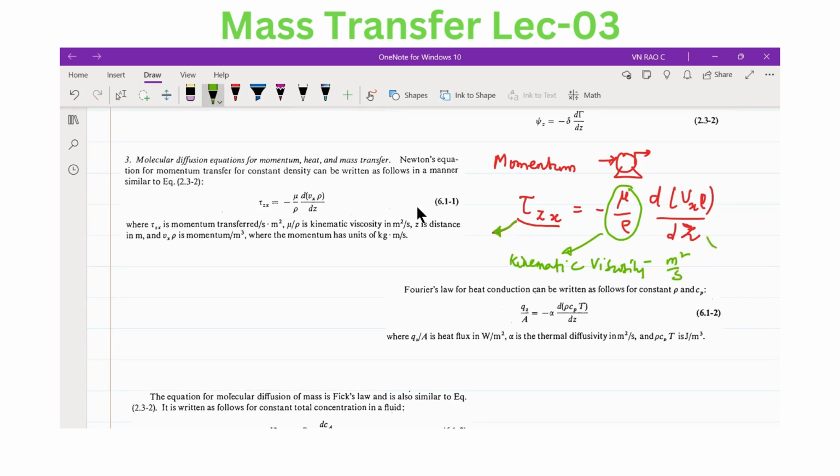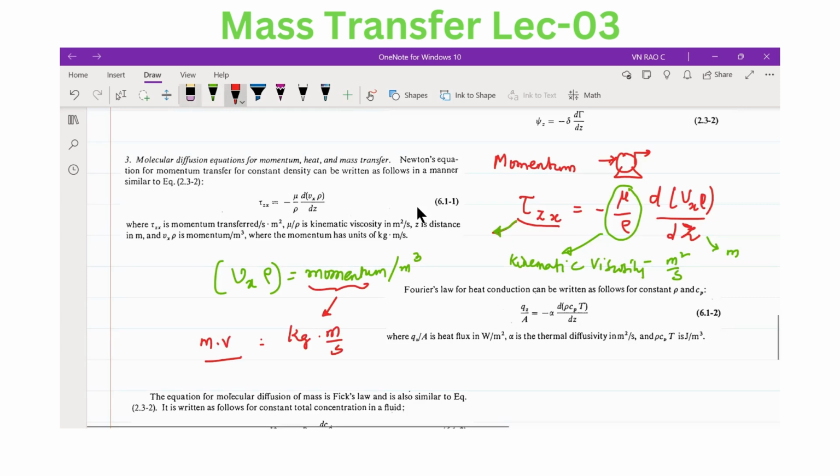Z is the distance in meters, whereas vx rho is the momentum per meter cube. What are the units of momentum? The momentum units are kg meter per second, that is mass into velocity. At this point I'm detailing each and everything because this will help not only in mass transfer but also in other transport processes. Okay, let me rub this off. Oh, sorry, let us retain this. Now, another one, you can see.